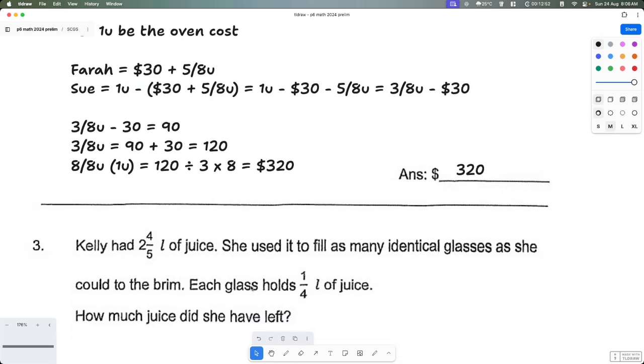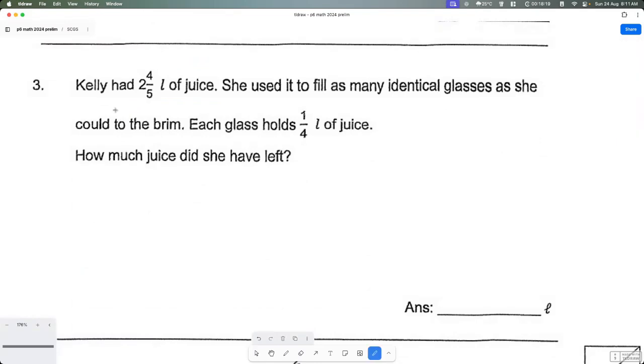Let's move on to question number 3. Kelly had 2 4/5 liters of juice. She used it to fill as many identical glasses as she could to the brim. Each glass was 1/4 liter of the juice. How much juice did she have left?